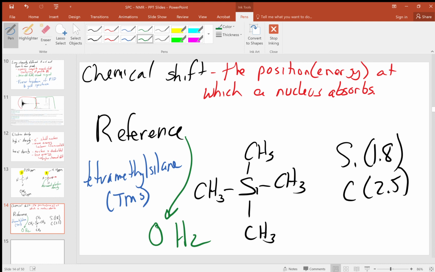The other reasons we use this compound as a reference is because it's got the 4 equivalent methyl groups, it gives us a very strong signal. Because it's so highly shielded, it's not near most other compounds that we deal with. And finally, it boils at around 26 degrees Celsius, which is about 80 degrees Fahrenheit. So it's really easy to get rid of. It won't contaminate your sample because, just at room temperature even, it could boil away.